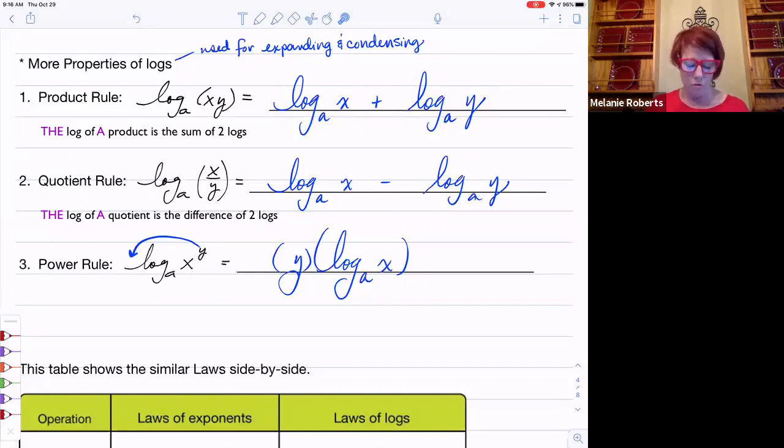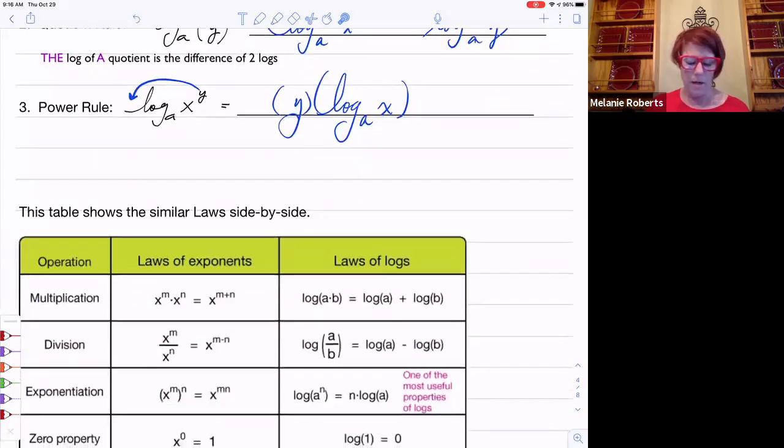Same thing with the quotient rule. Notice I'm taking the log of a single quotient. This is going to equal the difference of two logs. And then last, when you have the log of something raised to a power, you're allowed to bring that power out front, and this is going to be your power times your logarithm.